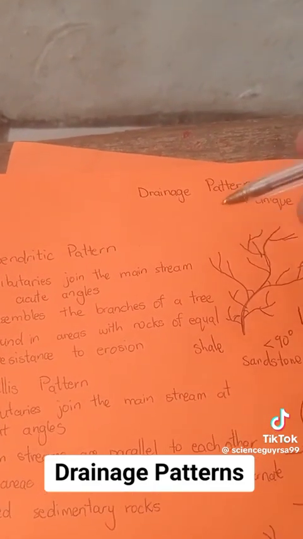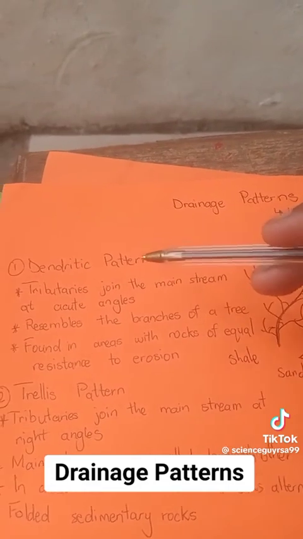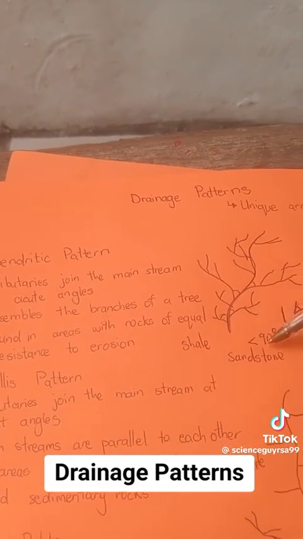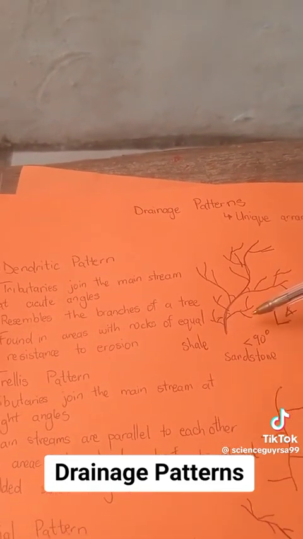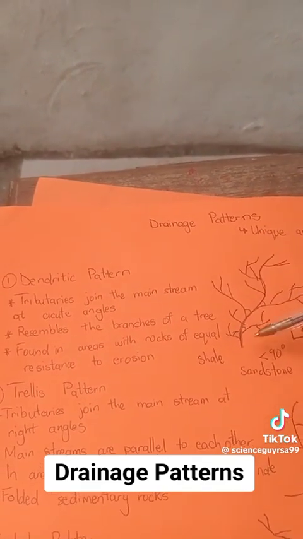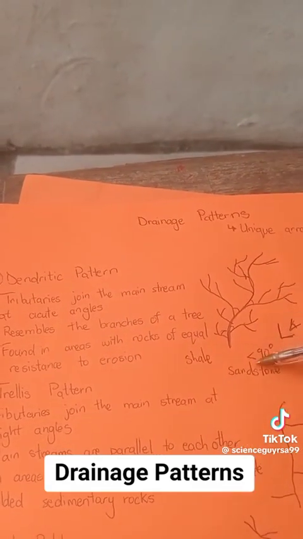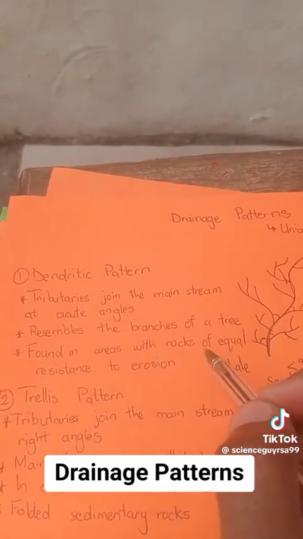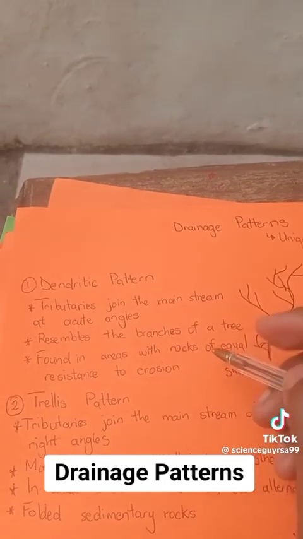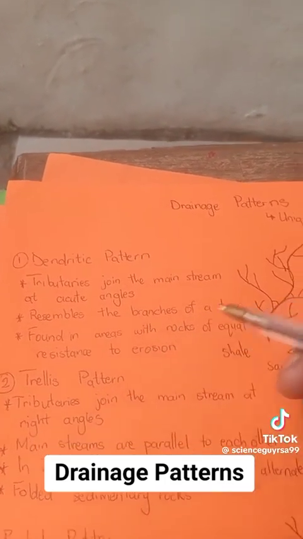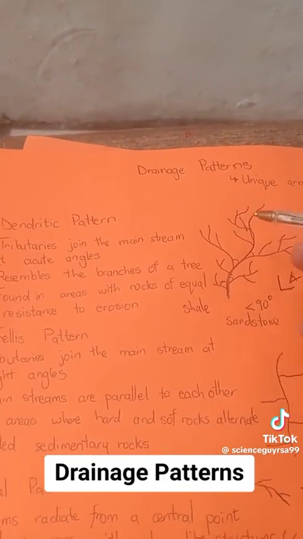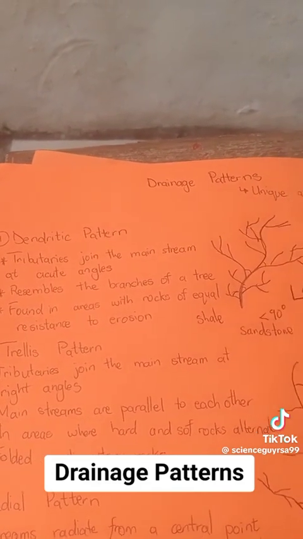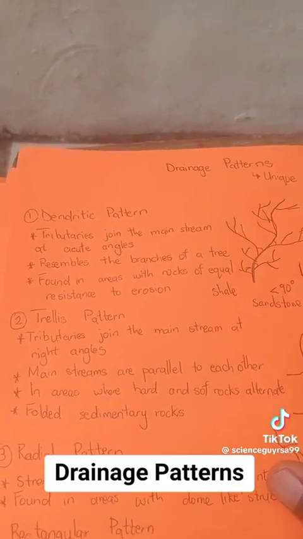Basically what we are saying is that you would find dendritic patterns in areas of the same rock. So it's the same type of rock, meaning the same or equal resistance to erosion. If it's sandstone, it's sandstone. If it's shale, it's shale, or whatsoever. Usually, they also say uniform resistance to erosion. That's what other textbooks say. So just know that it has the same resistance. It's the same rock and hence the same resistance to erosion.